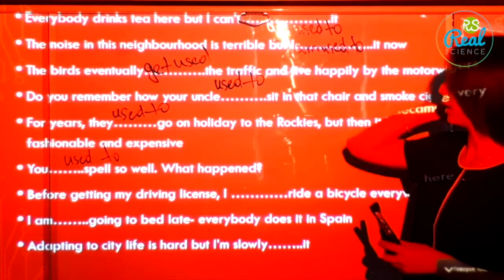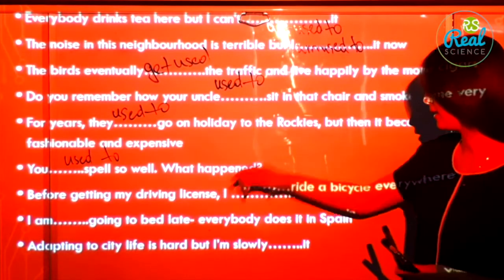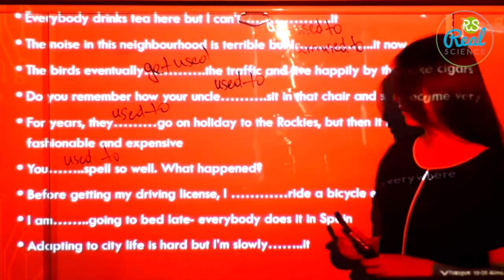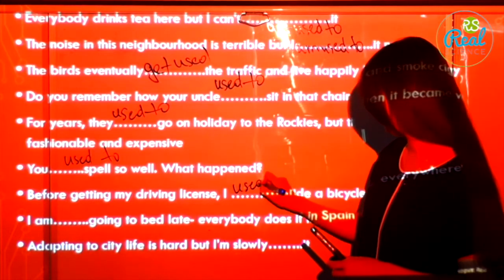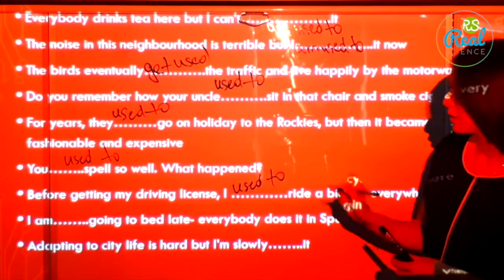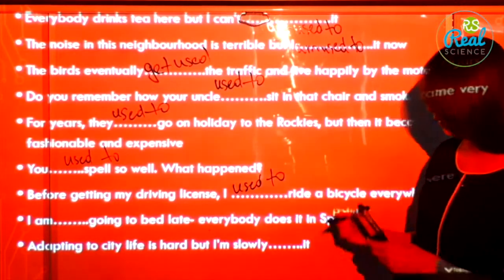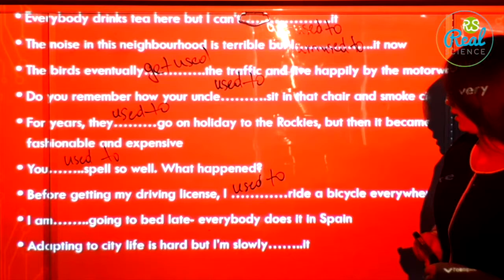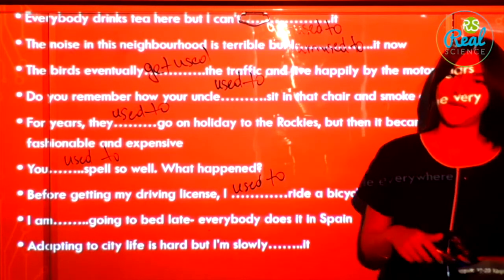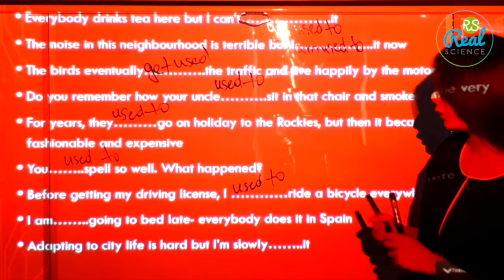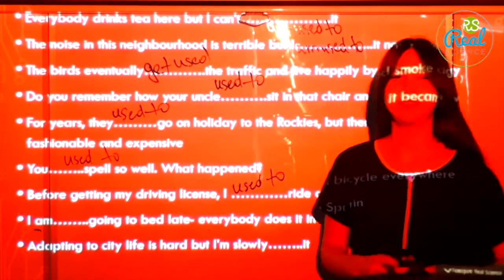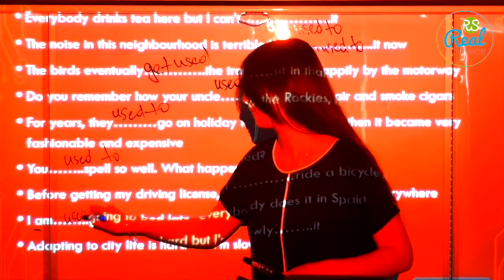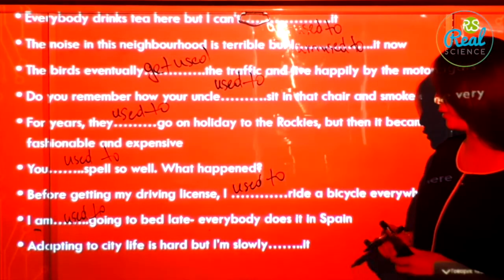Okay. The next one. Before getting my driving lessons, I used to ride a bicycle everywhere. Used to. Okay. Good. The next one. I am used to going to bed late. Everybody does it in Spain. I'm getting used to going. Used to. Yes, okay. I'm used to going to bed late.